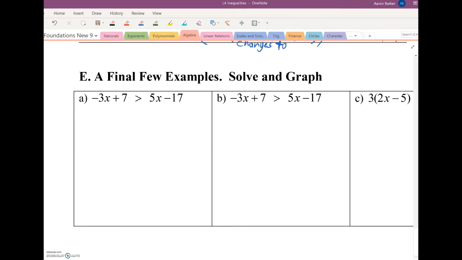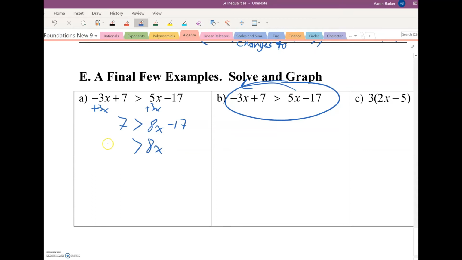We always say move negative 3x over, so we move the smaller one. That one's smaller than 5x, so let's move that over. Plus 3x. Now, some people may not like to do that because we always want to have x on that side. Well, we'll have the exact same question here where we solve the 5x over. So let's just leave that for now, but let's move the smaller one. So add 3x, and we get 7 greater than 8x minus 17. Move 17 over, we get 8x, and we get 24.